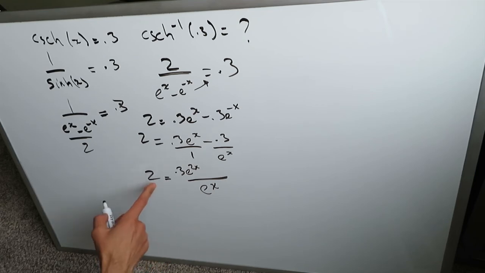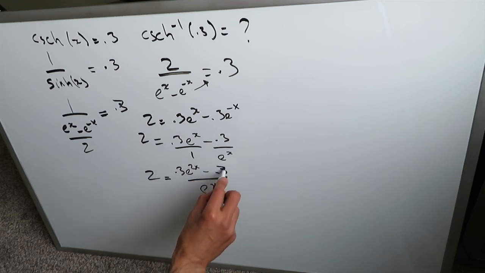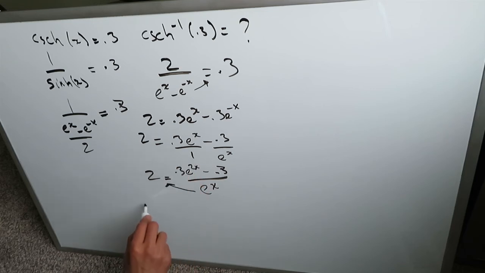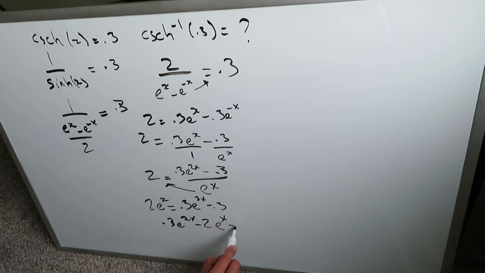Let's bring this over here too, carrying it down. Minus 0.3, because this goes in there 1 times, 0.3 is 0.3. Take this on the other side. You know it's a process. 2e to the x is equal to 0.3 e to the 2x minus 0.3. Quadratic equation is in the works here. Rewrite it out. So bring everything onto one side. 0.3 e to the 2x minus 2e to the x minus 0.3 is equal to 0.